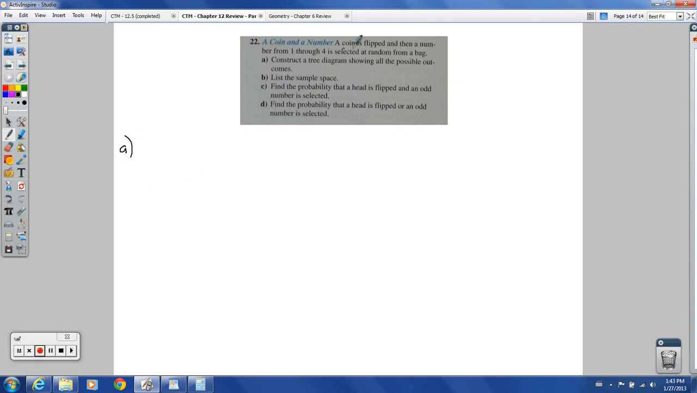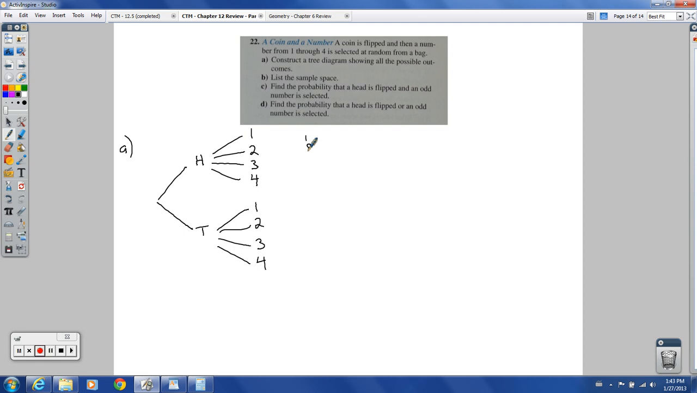A coin is flipped. We're assuming this is not some crazy coin that I've never seen before, but a coin will have 2 sides, heads and tails. So we'll have H and T, and then from there you can pick 1, 2, 3, or 4. So 1, 2, 3, 4. Same thing, if you pick tails, you still got 4 choices. 1, 2, 3, or 4. So that's the tree diagram.